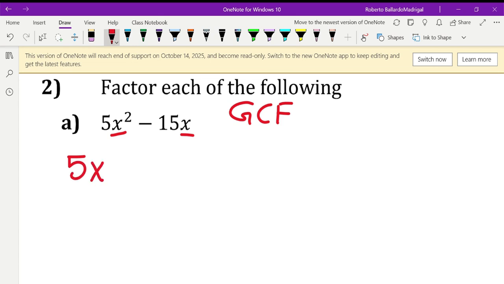So that means if we divide by 5x, 5x squared divided by 5x will give you x. Right? It's like we're working backwards now. And then if we take 5x out from 15x, that's going to give us negative 3. And this is what our solution will look like. And this is actually what we started with earlier, remember? In part 1a. We started with this, and then we got 5x squared minus 15x. So now we're working backwards. We're dividing out the terms.